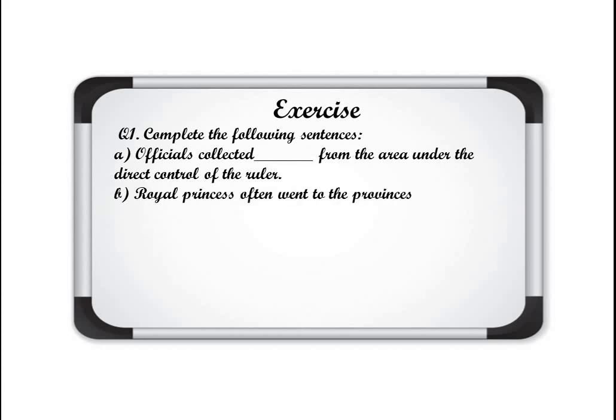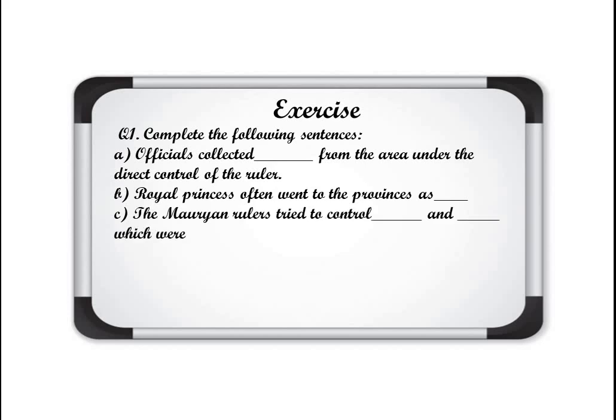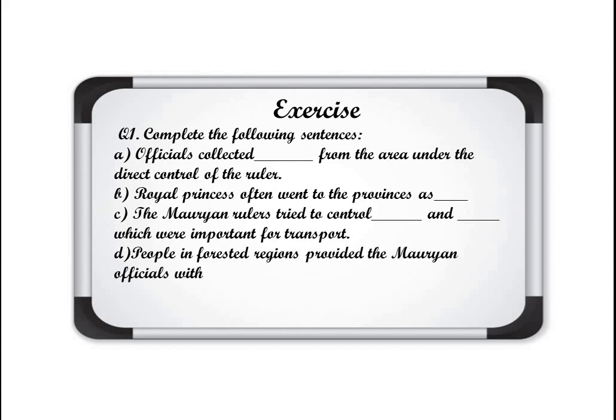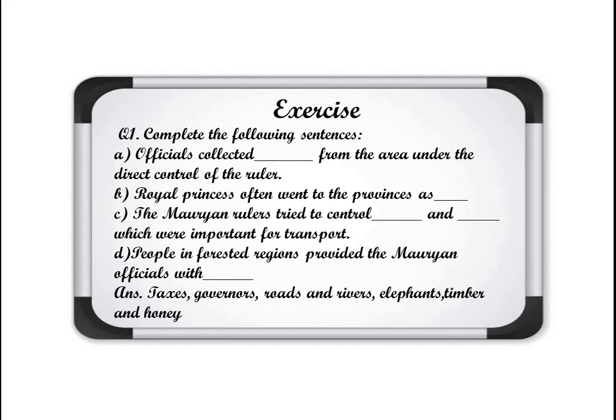Royal princes often went to the provinces as dash. Number C. The Mauryan rulers tried to control dash and dash, which were important for transport. Number D. People in forested regions provided the Mauryan officials with dash. Let's see the answers. Number 1: taxes. The officials collected the taxes. Royal princes were sent as governors, rulers tried to control roads and rivers for transport, and the forested regions provided elephants, timber and honey.